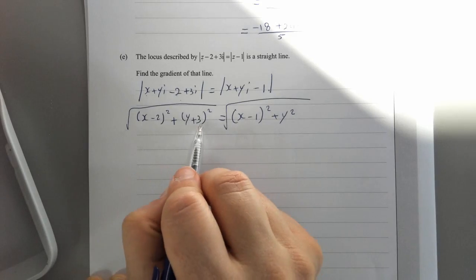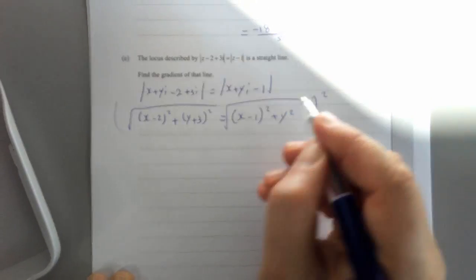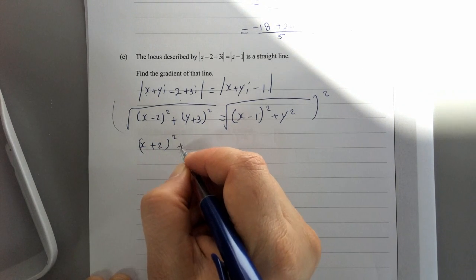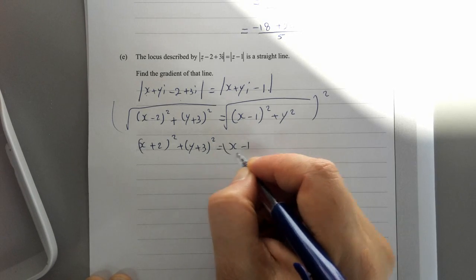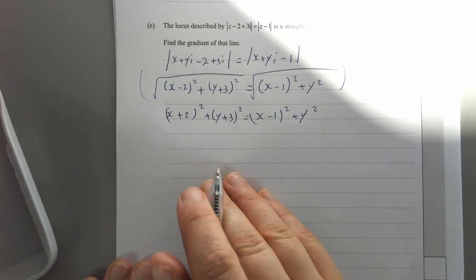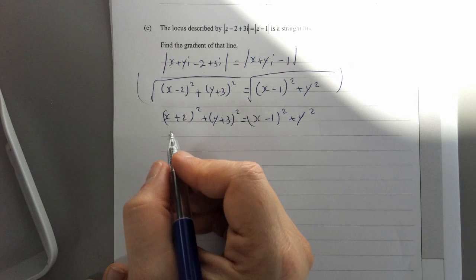Now I have two square roots. The way to get rid of the square root is to square both sides, and that's why you will end up with x plus 2 all squared plus y plus 3 all squared equal x minus 1 all squared plus y squared. Now the next step is expanding. So you want to simplify. You can't simplify anything if you don't expand.